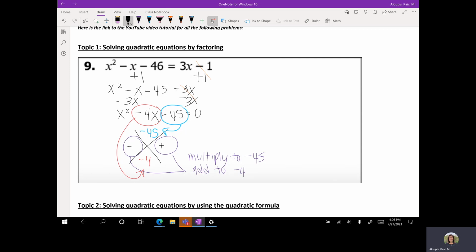So I'm going to ask myself, what are the factors of 45? Really we're talking about factors of negative 45, but factors of negative 45 and 45 are the same, just one needs to be negative and one needs to be positive. As a reminder, factors are numbers that multiply together to get the number we're trying to produce. So what pairs of numbers multiply together to produce 45?